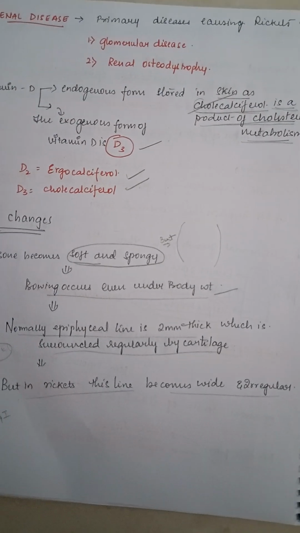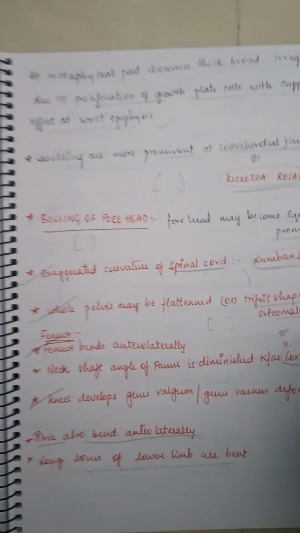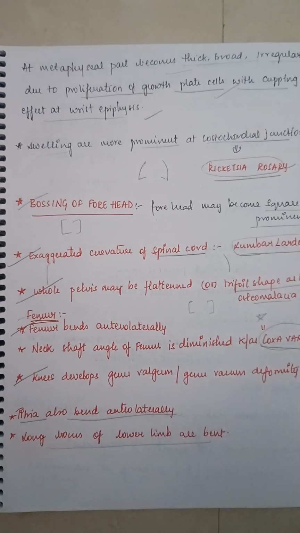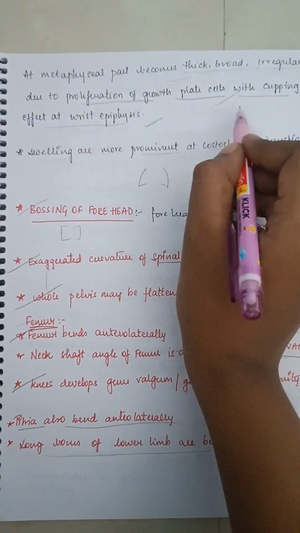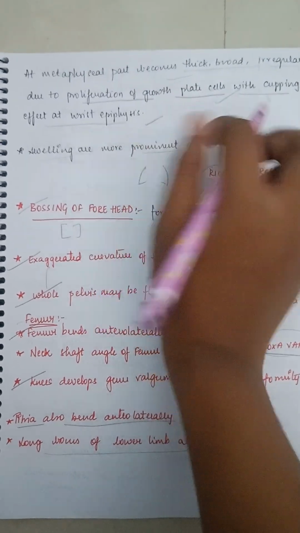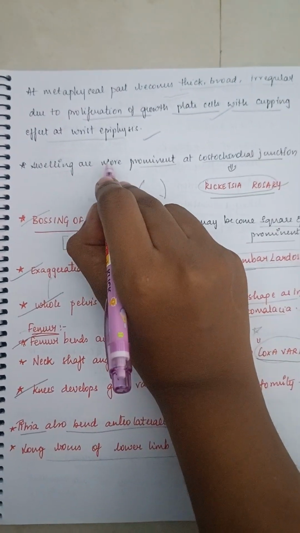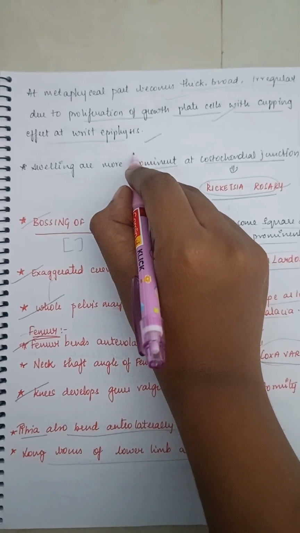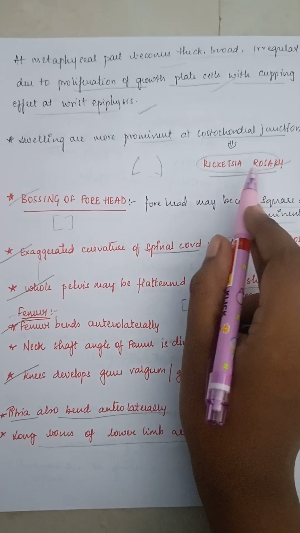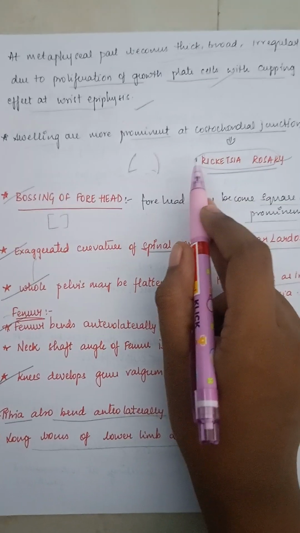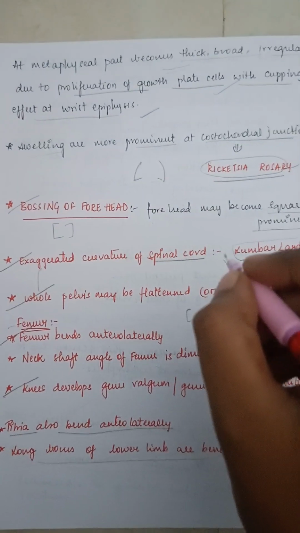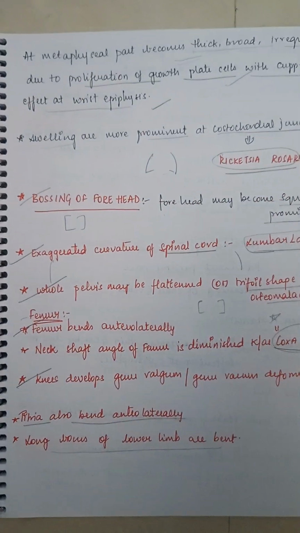That is in the epiphysis. Now let's learn what happens in the metaphysis. The metaphyseal part usually becomes thick, broad and irregular. It becomes thick because of proliferation of the growth plate cells. One important feature which you can definitely see in rickets is cupping at the wrist epiphysis. It's one of the most important points. You can also see prominent swellings at the costochondral junction. In lung x-rays, you can very commonly see a beaded appearance at the costochondral junction, known as rachitic rosary.